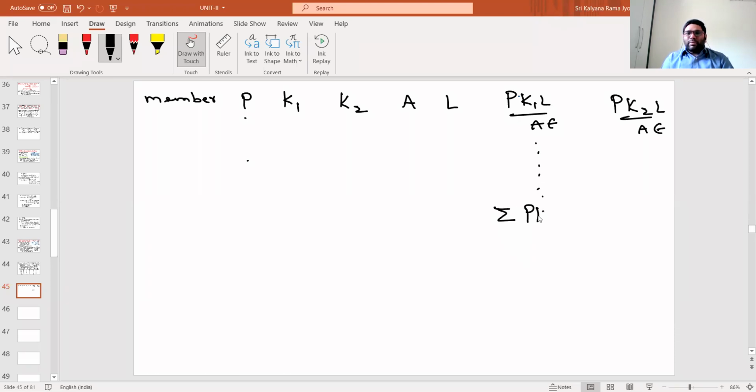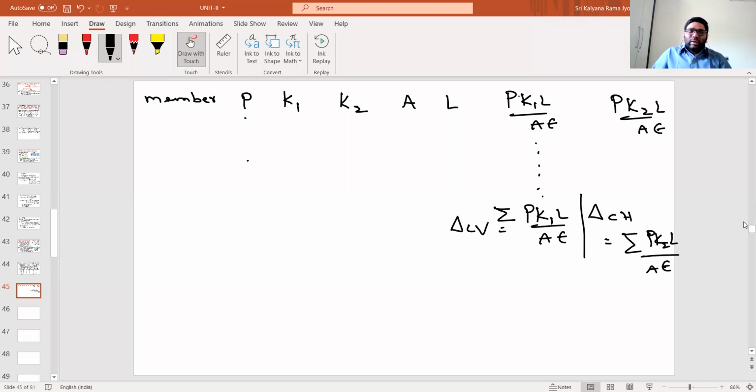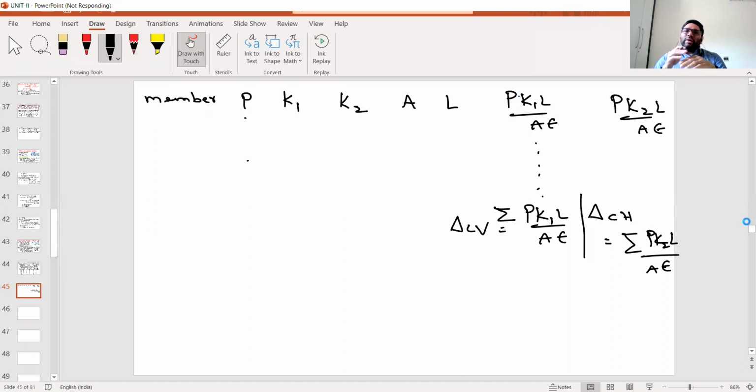Once you do it for all the members, in the last you will get sigma of PK1L by AE. This is your delta CV. And what you will get here? Delta CH is equal to sigma of PK2L by AE. Okay, so this is how we need to analyze a truss using method of joints.